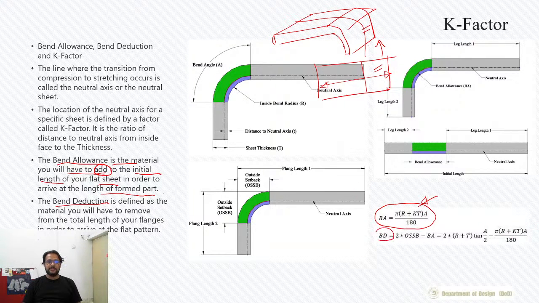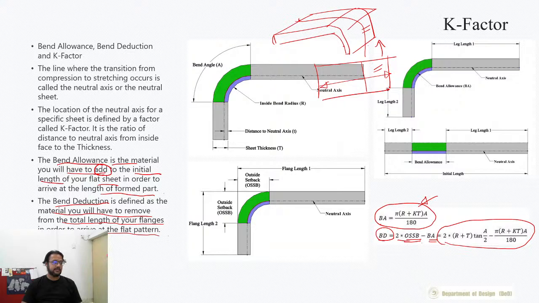And this is bend deduction. Two times the setback distance minus the bend allowance is the formula for the bend deduction. What exactly is it? It is the material that you have to remove from the total length of your flanges in order to arrive at the flat length.